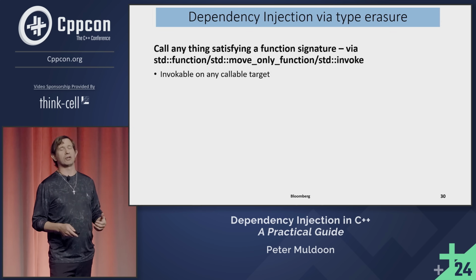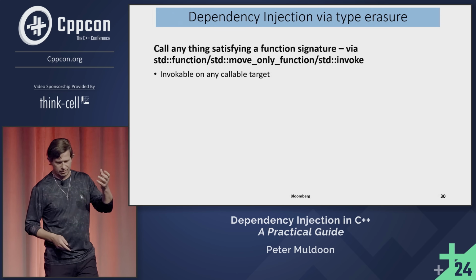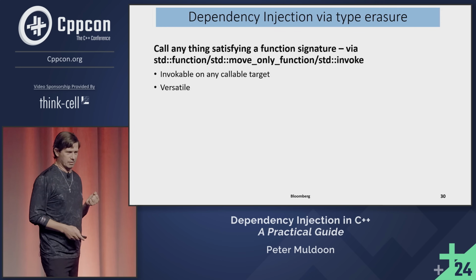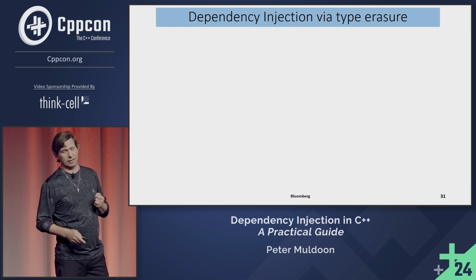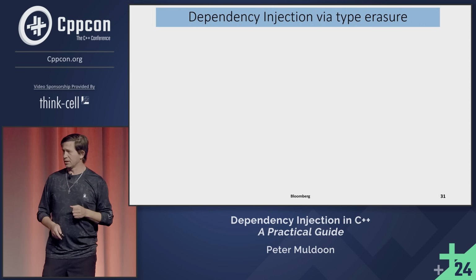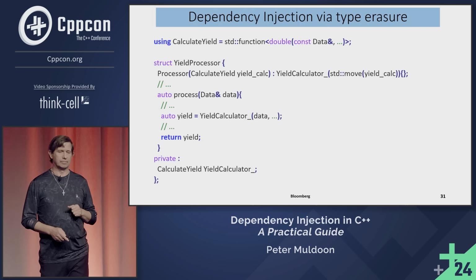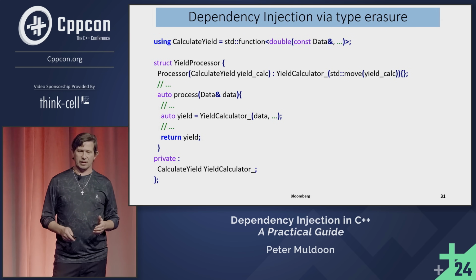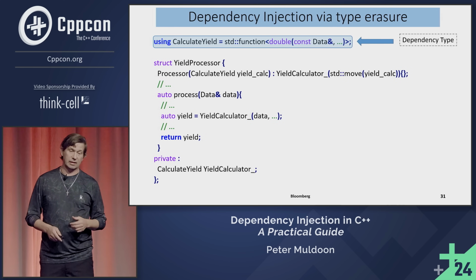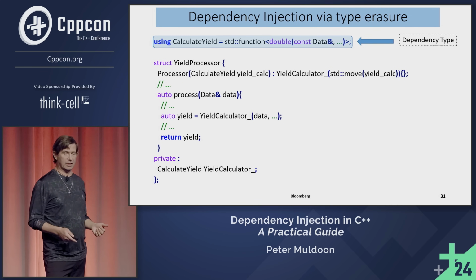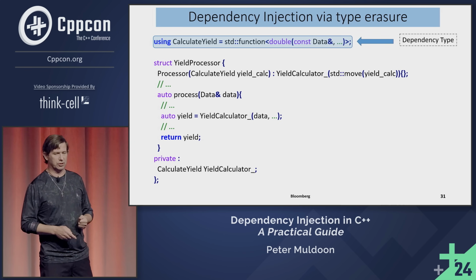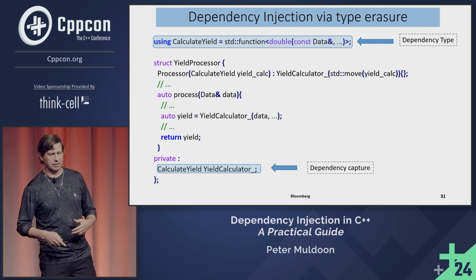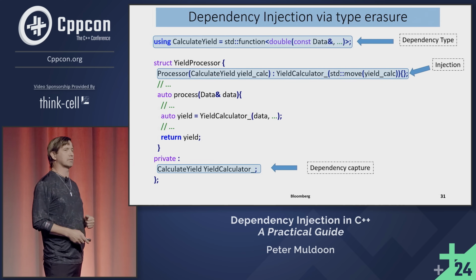It's invocable on any callable target. It means if you can call it with these parameters and get the stuff back, we're good. It's versatile. It's really versatile. And that means I can chain it with other methods of dependency injection. So how does that look? Well, here we have a dependency type called calculate yield. It's functionality I'm going to inject into my yield processor. I'm going to capture the dependency in the structure here, and I'm going to inject it here in the constructor.